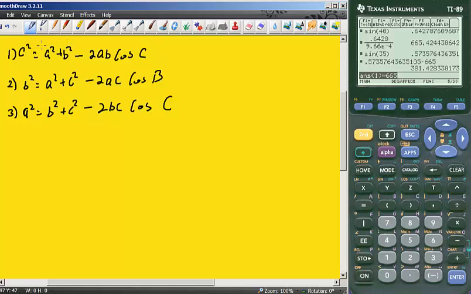The first part of it looks like the Pythagorean theorem. The second half is minus 2ab, which comes from the two sides, and then the cosine of the angle, whichever side we're trying to solve for. The big C here is an angle, and the big B is an angle, and this should be angle A. Sorry about that. So angle A.